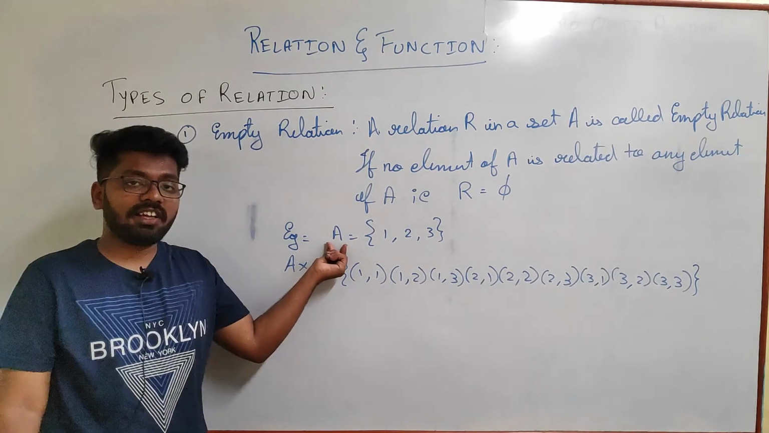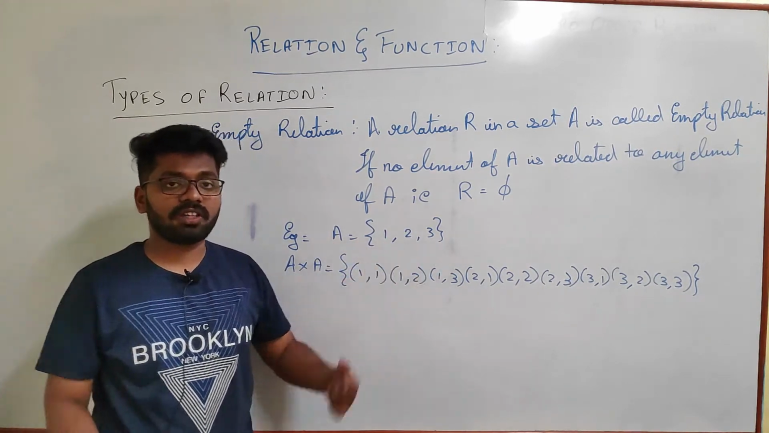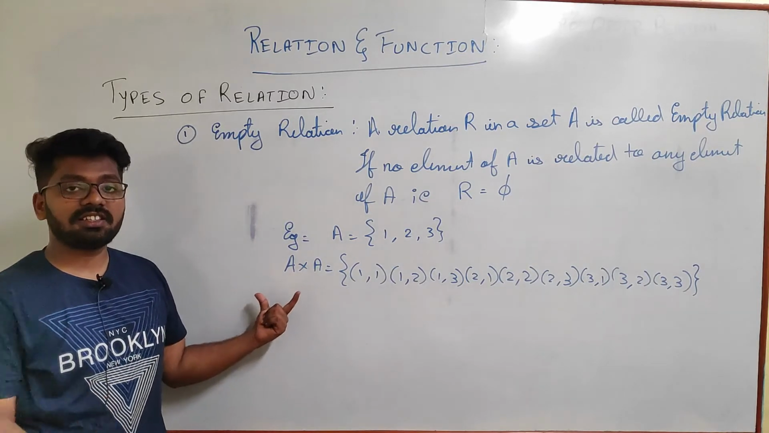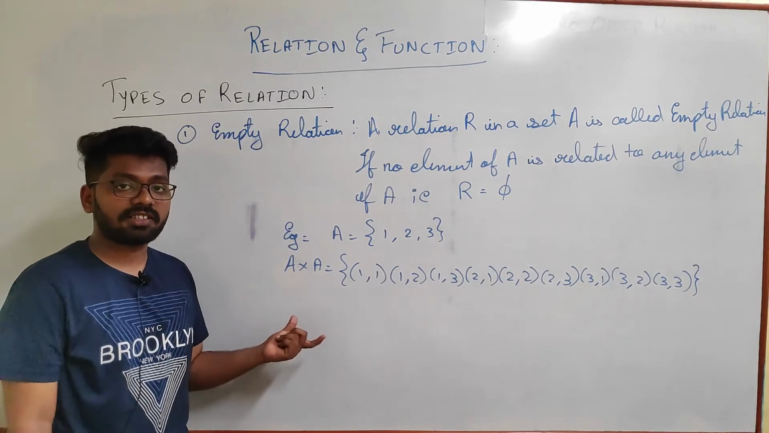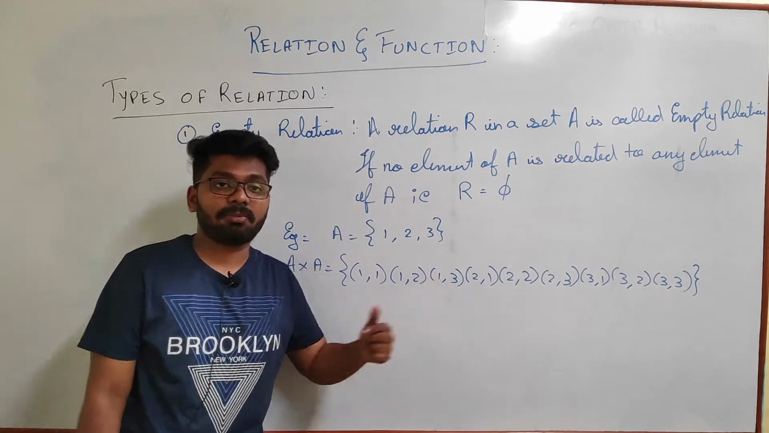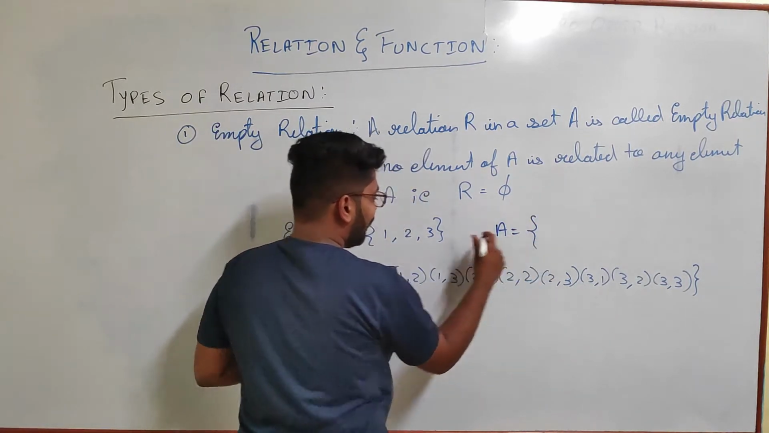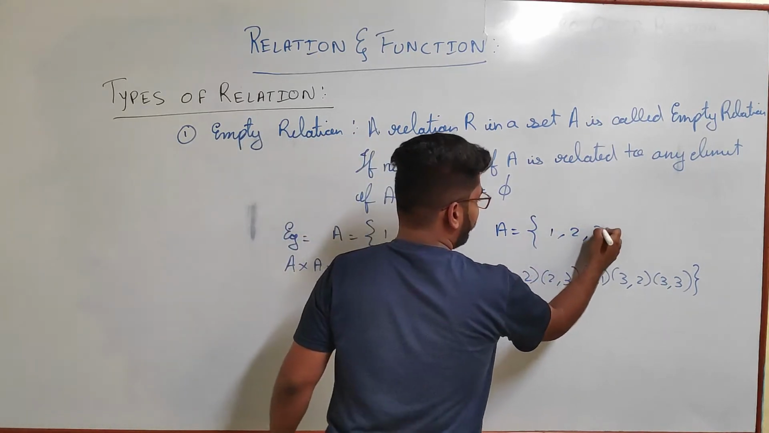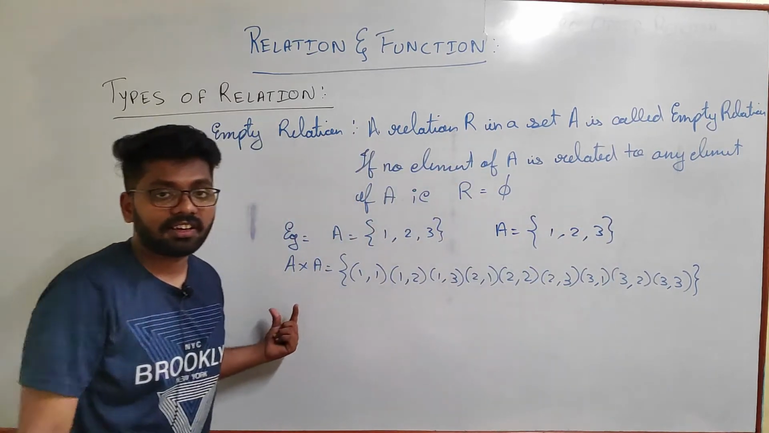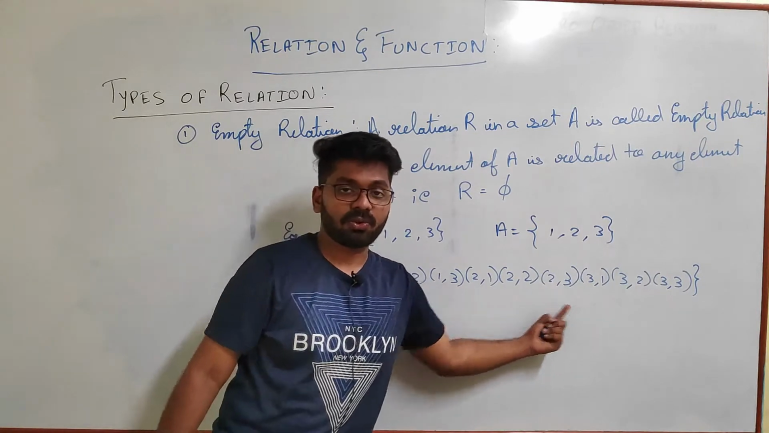Now I have a set A which is nothing but {1, 2, 3}. Now I want to define a relation. It means I should have a Cartesian product first. In order to have a Cartesian product we need two sets. So therefore I'll consider another set A as it is, {1, 2, 3}. Now I'll get A cross A as this whole set.